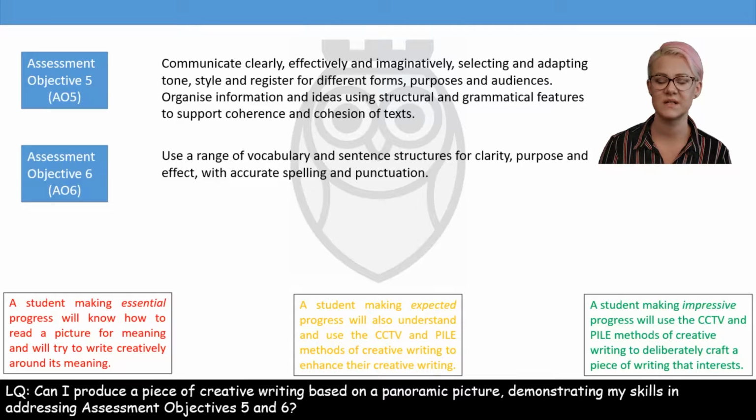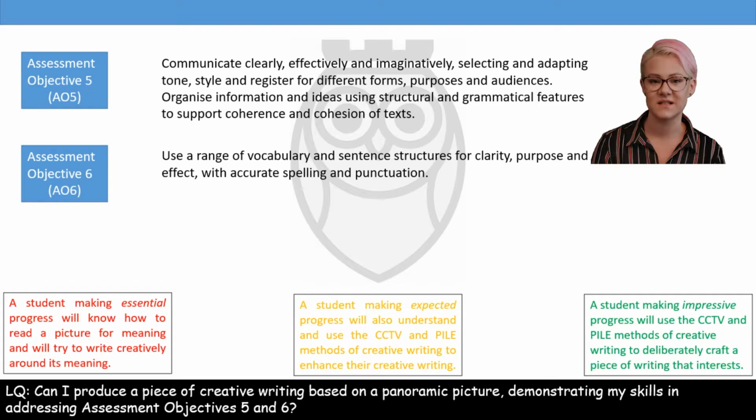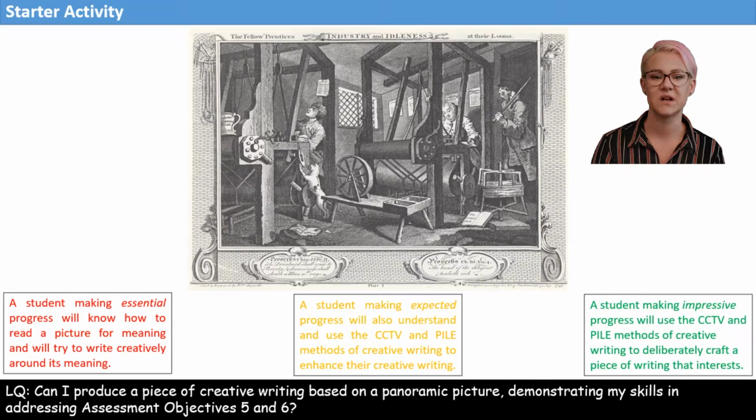This lesson's learning question is, can I produce a piece of creative writing based on a panoramic picture demonstrating my skills in addressing Assessment Objectives 5 and 6? To get us started then, spend 5 minutes looking at this picture and writing down all the things that you think are happening here. You might write a series of questions at this stage. That is fine, as hopefully by asking these questions you will have answers later on in the lesson, which will help you in your writing task.